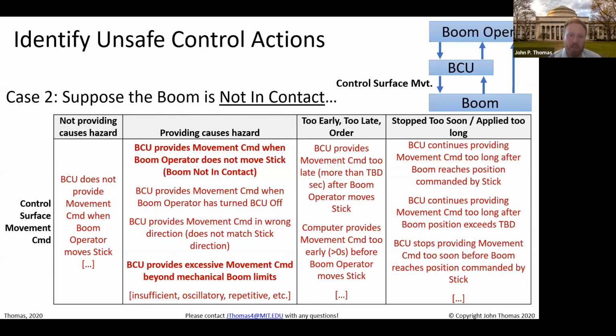The VCU continues providing the movement command too long after the boom position exceeds some amount. We corrected for the position, we nulled things out, and then we just continued. We could also look at the extreme limits of the boom capability. If we push it hard over to the edge, maybe we could cause some damage there. All right, so we'd be looking for UCAs just like this.